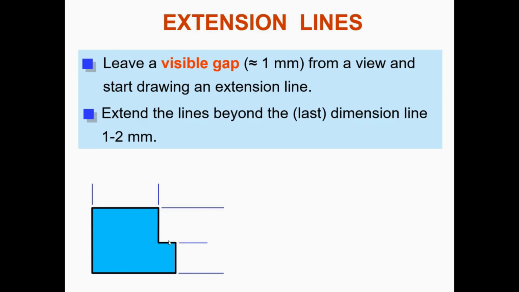And also extend the line beyond the last dimension line approximately 1 to 2 millimeters. So after you've introduced your dimension line, it's important to also extend the extension line a little bit, approximately between 1 to 2 millimeters. The red circle here indicates the extension length, and it's approximately 1 to 2 millimeters. So these are other examples that you can take note of. Always make sure you have the extension between 1 to 2 millimeters.